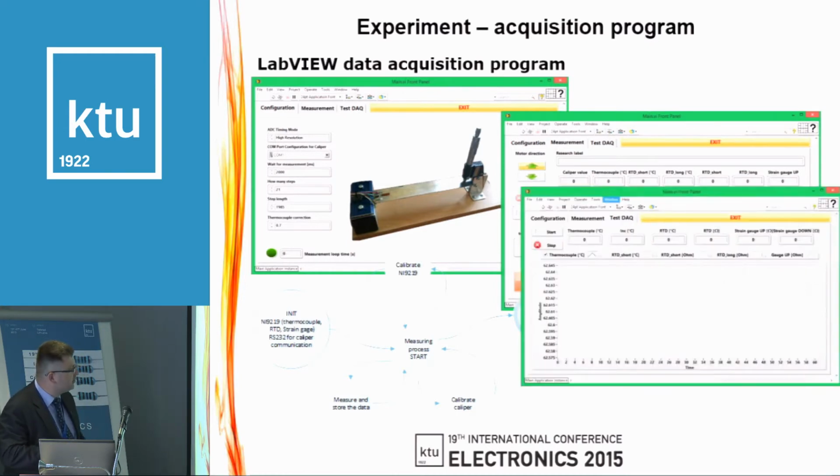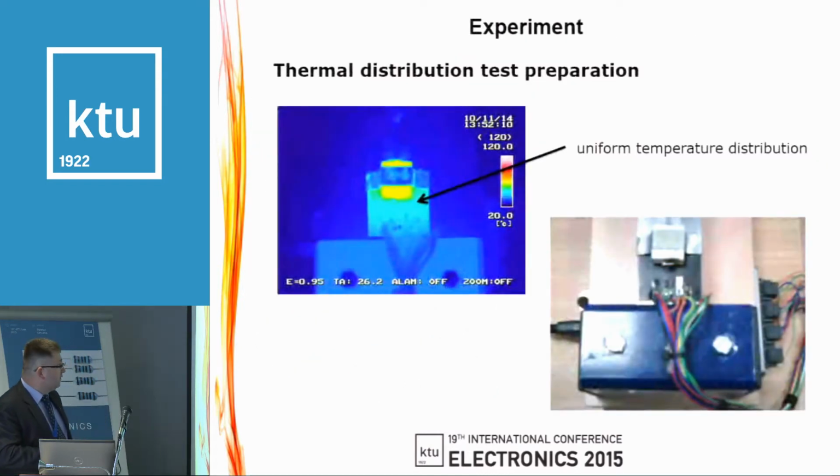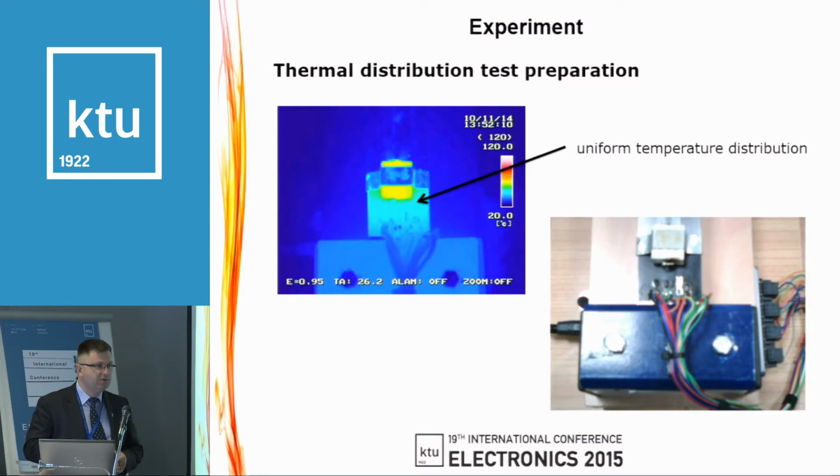We have an additional panel, an additional tab, in order to check if all the sensors are working correctly. First of all, we checked if the thermal distribution is uniform on the cantilever beam. Here you can see the heater, and in the next slide you will see the temperature. Here you can see in visible light the structure of the measurement sensors, how the sensors are placed.